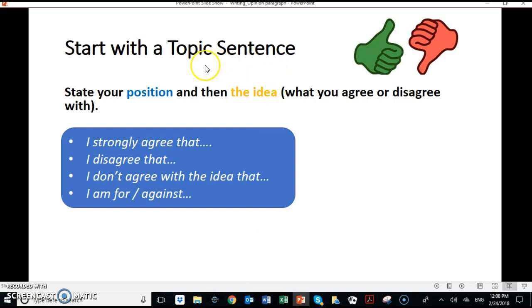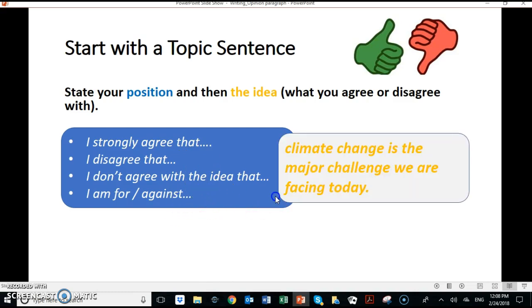Okay, so let's take a look at the topic sentence. First of all, we have to see, do we support an idea or not? And we show the reader that very quickly by stating it clearly. I strongly agree, I disagree, I don't agree, I'm for, I'm against, and then the idea. So here we have the idea, climate change is the major challenge we're facing today. That's the main point, and now the rest of the paragraph needs to prove that.